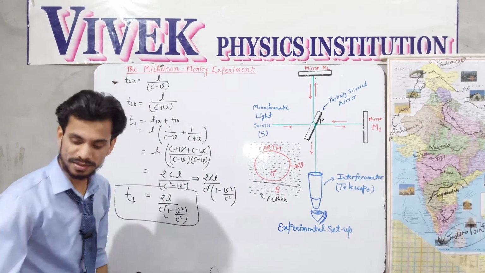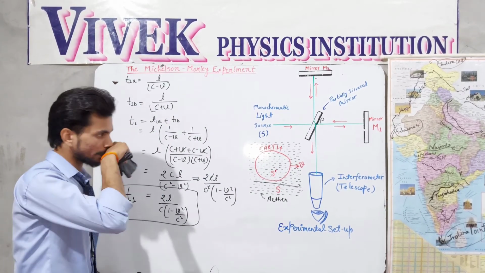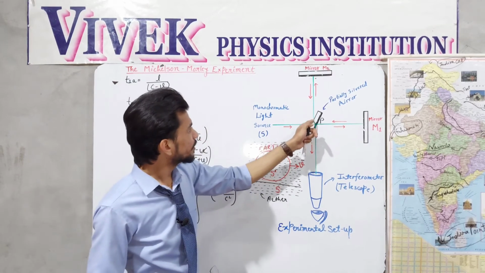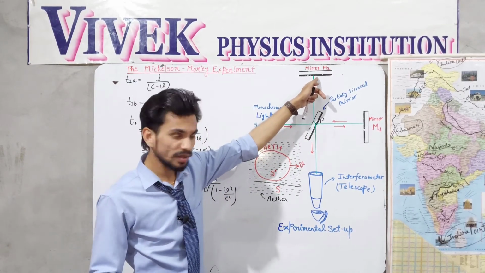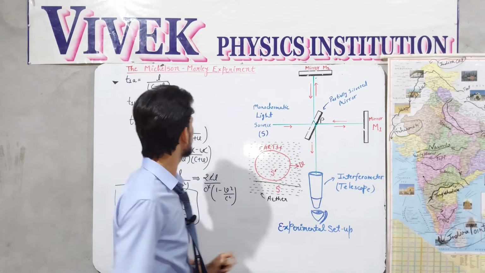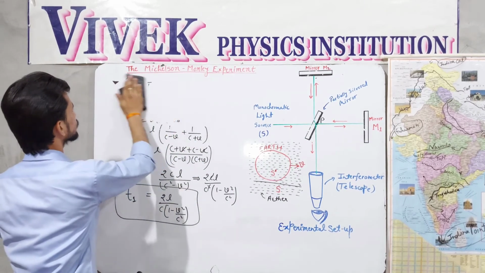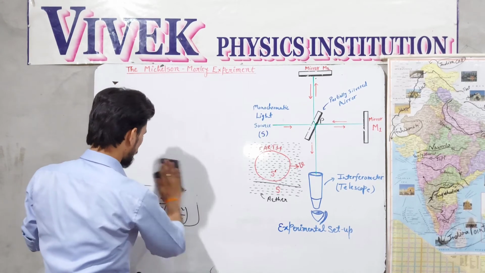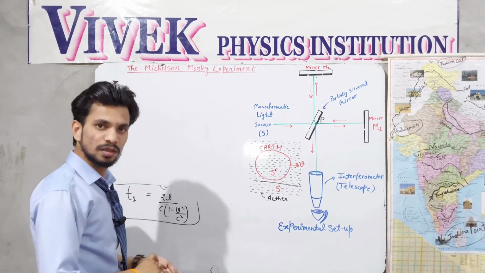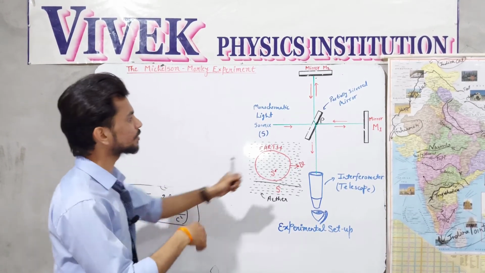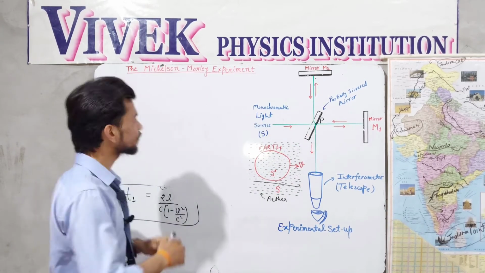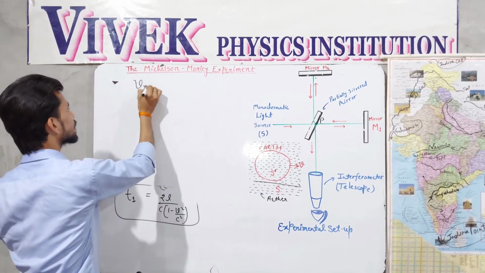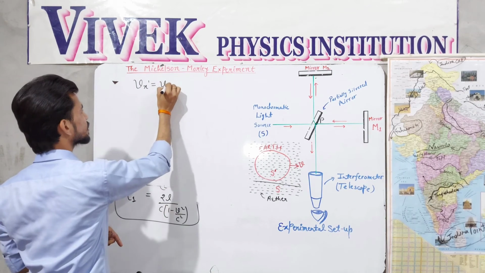In the same way I can also calculate the time taken by this ray in reaching point M2 and then coming back to point P. So I am doing the same. In order to do that, I will need the velocity of the light along the y-axis. Again I am using the Galilean transformation, Vx dash equals Vx minus V.